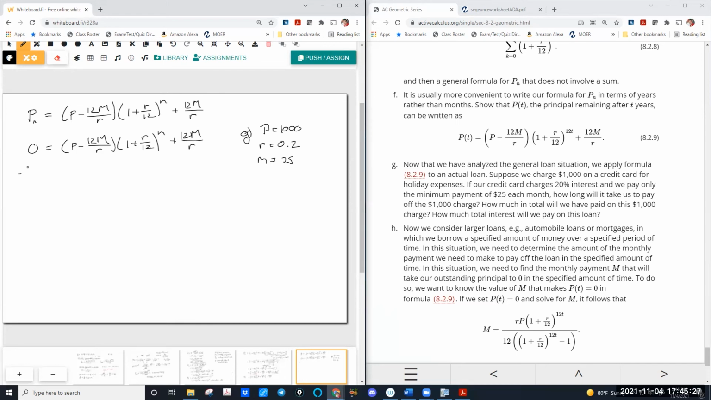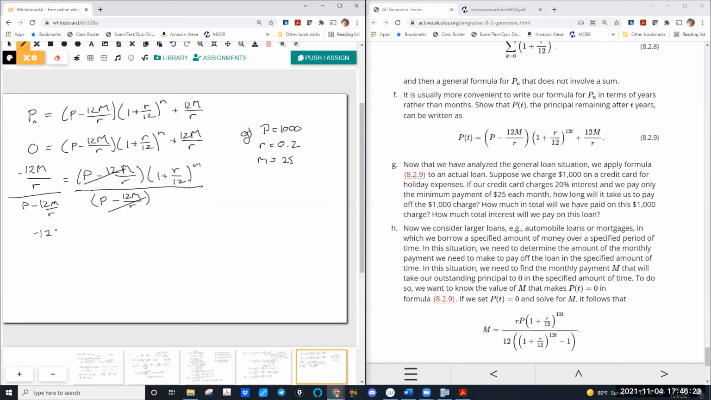So minus 12M over R equals P minus 12M over R times 1 plus R over 12 to the N. And then to solve for N, we'll need to divide by this guy on both sides, P minus 12M over R. And so once we do that, notice what we got left.